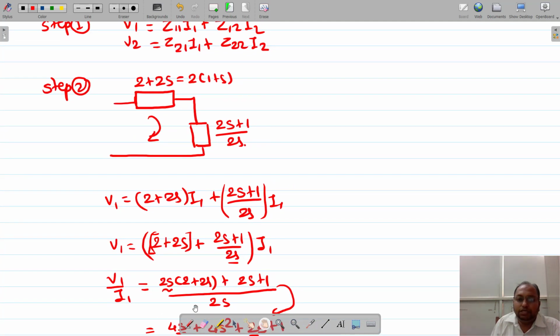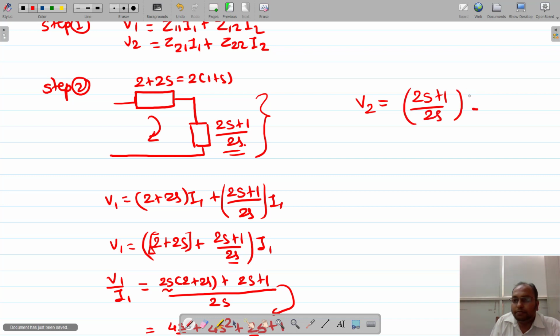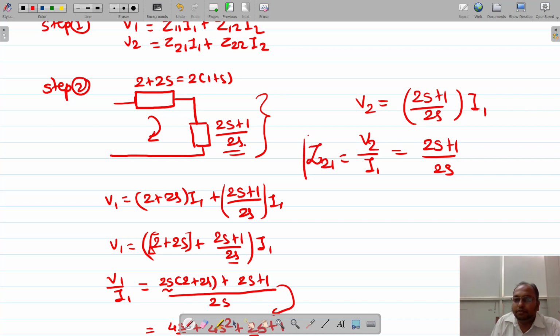Now what is V2? V2 is nothing but the drop across this particular resistor multiplied by I1. So let us find out V2. V2 is equal to (2s + 1)/2s into I1. Let us transfer that I1 to the left hand side, and that becomes (2s + 1)/2s, and that is nothing but my Z21. So up till now we have found two parameters.